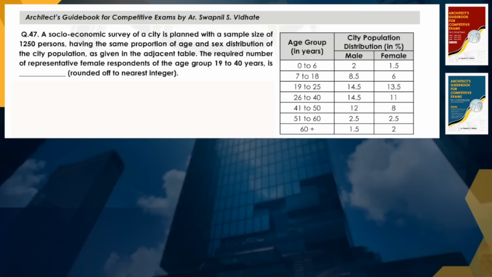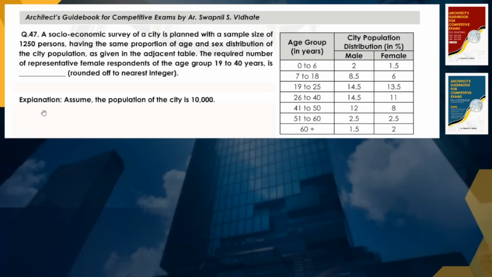Question 47. A socio-economic survey of a city is planned with a sample size of 1,250 persons, having the same proportion of age and sex distribution of the city population as given in the adjacent table. The required number of representative female respondents of the age group 19 to 40 years is how much? Right? In column 1, they have mentioned the age groups. Then the city population distribution, like the percentage of the 0 to 6 age group. There are 2% male population and 1.5% female population in the age group of 0 to 6, right?